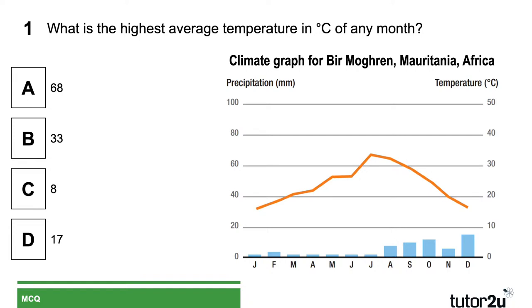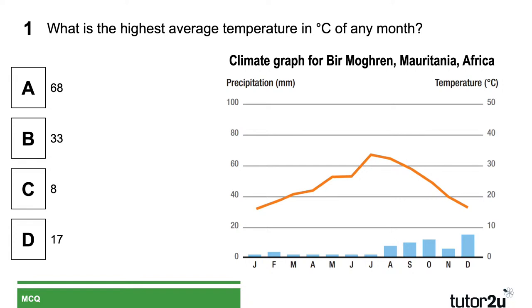Thank you. Okay, right. Now, we're going to be looking at a climate graph and trying to interpret them, which could be a skill that you'd be asked to do on any test papers or any exam that you might sit in school. So question number one is, what is the highest average temperature in degrees Celsius of any month?